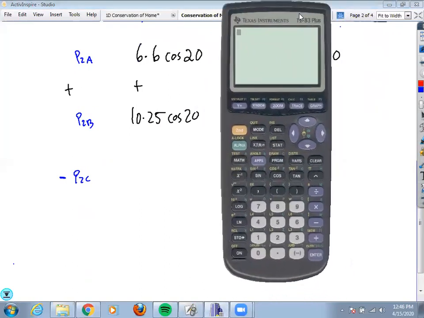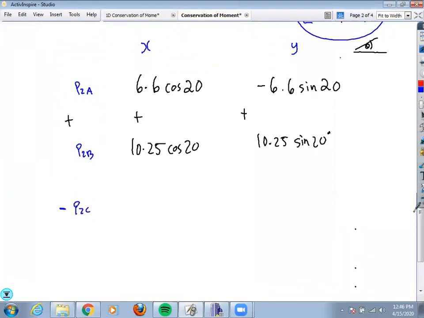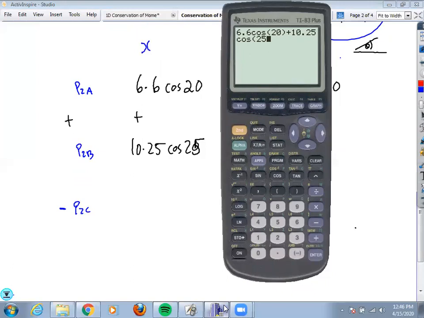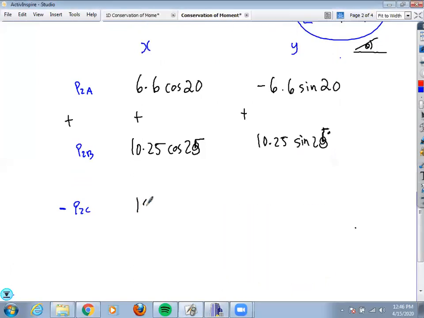So for the x component, 6.6 cos 20 plus 10.25 cos 25. I think it was 25. Did I write that wrong? Cos 25 for the B, sine 25 for the B. My apologies. So 6.6 cos 20 plus 10.25 cos 25 gives us 15.4916. Now, it ends up being positive.